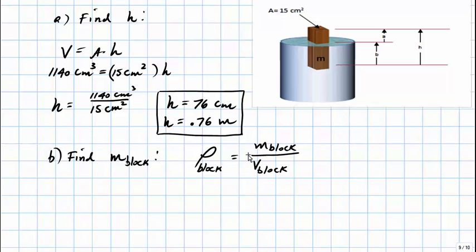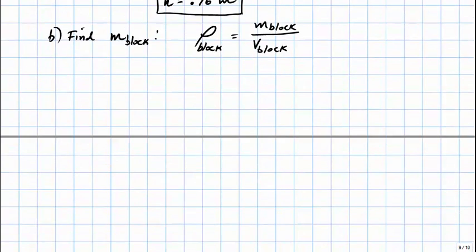And it's very important to distinguish between the density of the block and the density of the fluid, as well as the mass and the volume of the block and fluid. We have to keep clear regarding which mass, which volume, and which density is applicable. In this case, we're looking for the mass of the block, therefore we're tying that to the density of the block as well as the volume of the block. Let's solve this equation for mass, and if we do that, we obtain the mass of the block just equals the density of the block times the volume of the block.